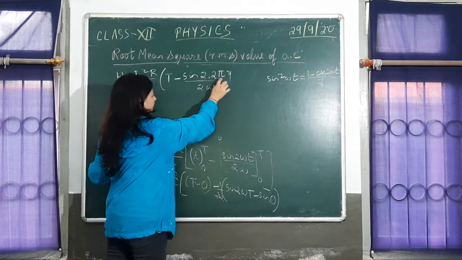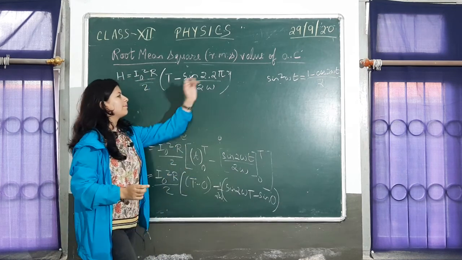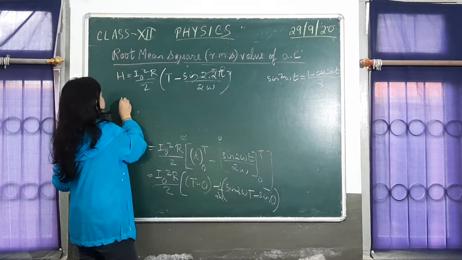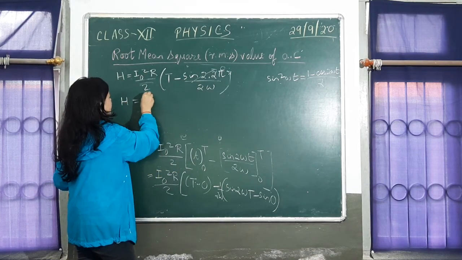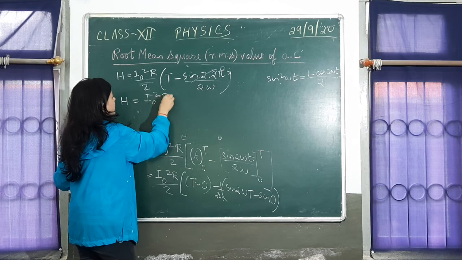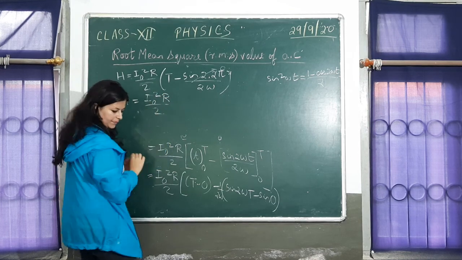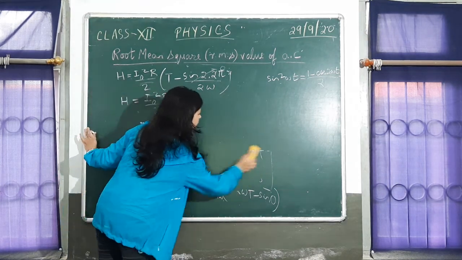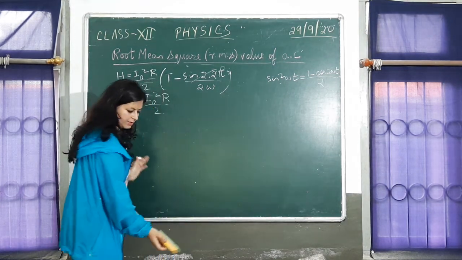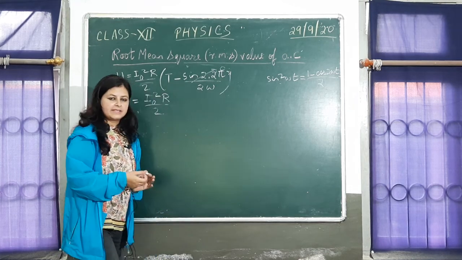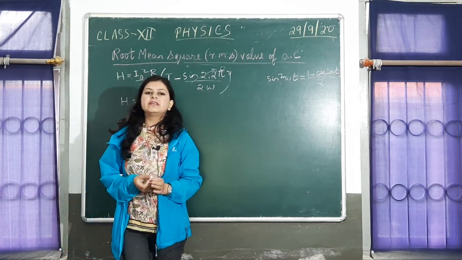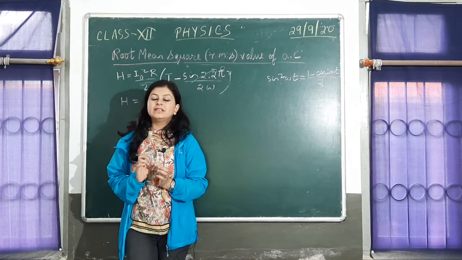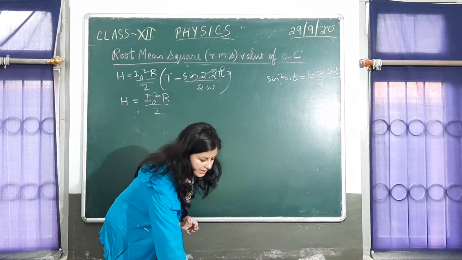Now sine 4 pi, that means even multiple of pi, sine of that will be equal to 0. So heat produced by that alternating current in time interval 0 to T is equal to I naught square R T divided by 2. This is the heat generated by the alternating current in time interval 0 to capital T. Now we need to compare it with the heat generated by a steady current in the same time interval in the same resistance. That is the definition, isn't it?